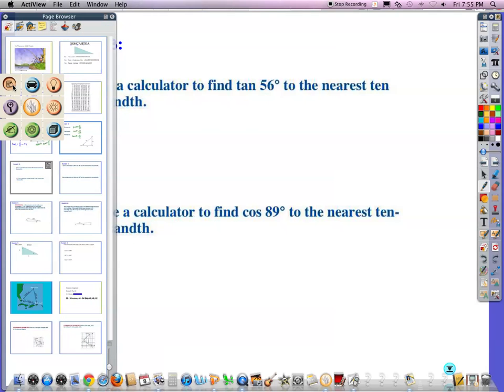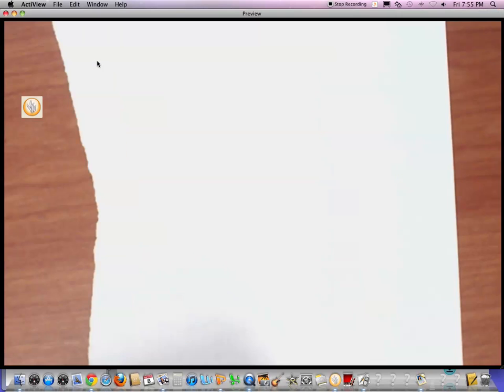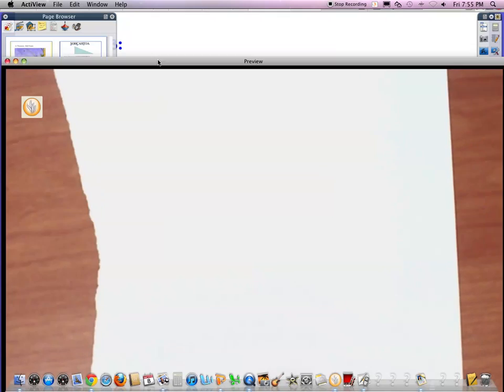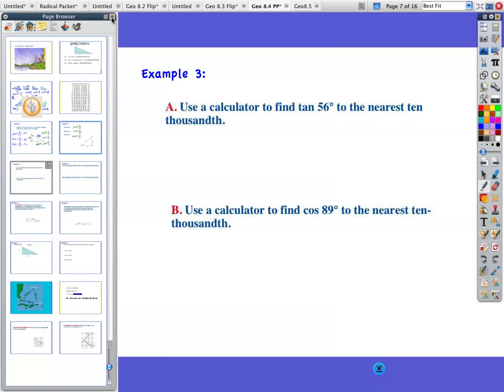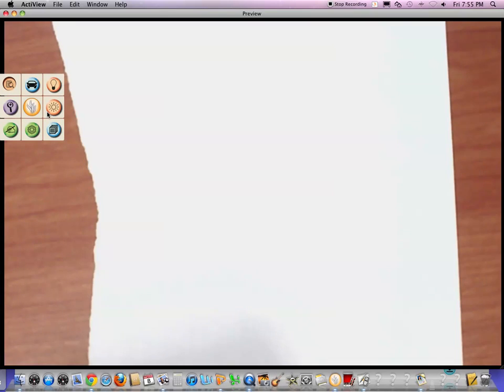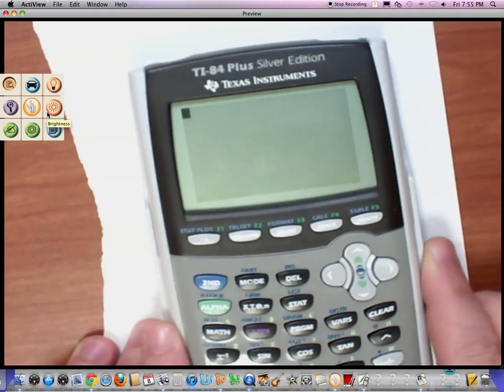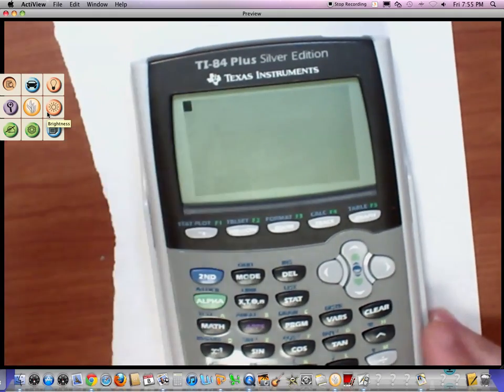Well, this sounds like fun. So let me go ahead and pull that up here. Oh, now I don't have my problem. What is it? Yeah. Use a calculator to find tangent of 56 to the nearest 10,000th. Tangent of 56. All right, so you do need your calculator for this.